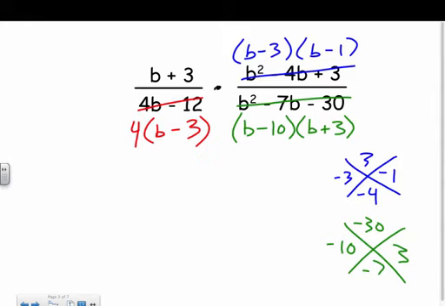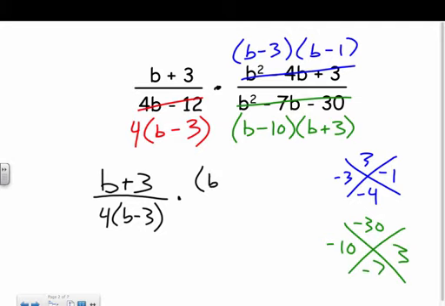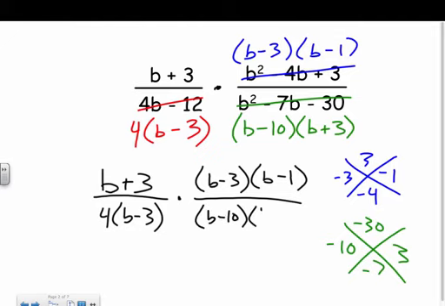So I'll replace that. So there's my new stuff. I could rewrite this whole thing, but hopefully you should start to see what it looks like. And I'll rewrite this first time. So we got b plus 3 over 4 times b minus 3 times b minus 3 times b minus 1 all over b minus 10 times b plus 3. Most of you should be able to just cancel right in there. So now look, can I cancel anything top to bottom? Looking at the left side, nope, nothing cancels. Looking at the right side, nothing cancels.